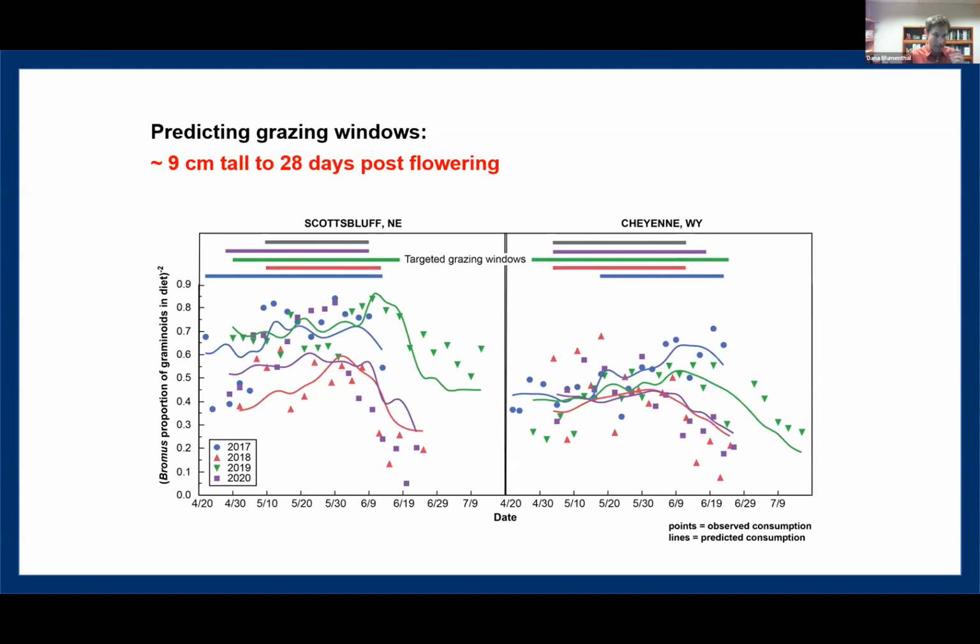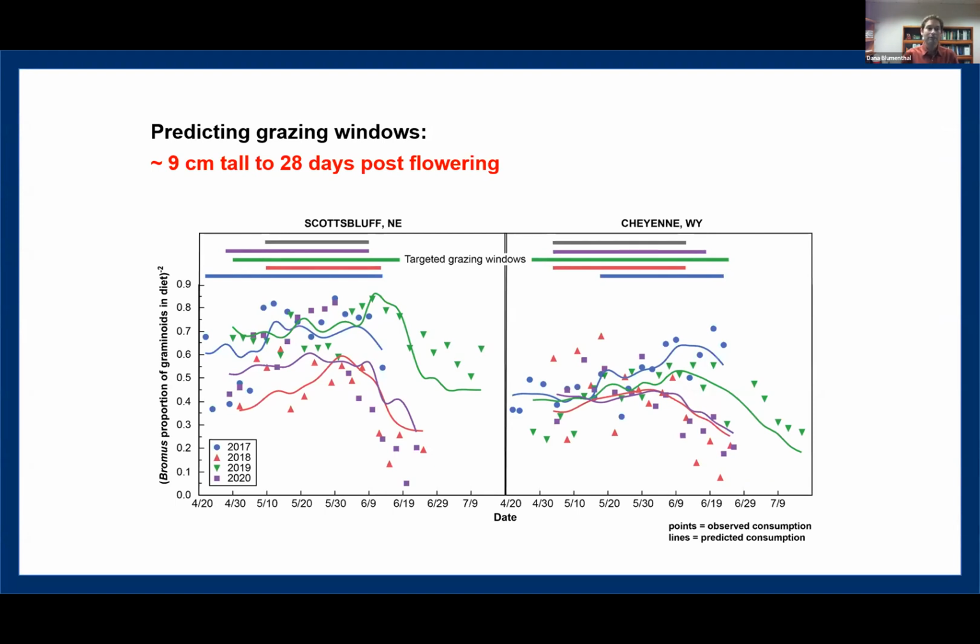Again, a kind of a complicated image, but what you can see is the points here are the actual data for how much cheatgrass was being eaten, the proportion of the diet that was cheatgrass relative in this case to all just the grasses. And then the squiggly lines on top of that are our predictions. And you can see that they match the observed data quite well. And those are predictions just based on height and days after flowering. And then the bars at the top show when the ideal grazing window would be and how it sort of moves around over time. But it doesn't really move around with respect to phenology.